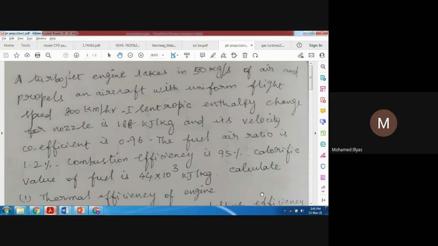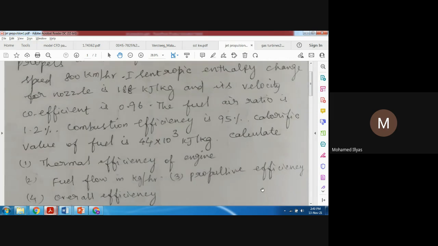A turbojet engine takes in 50 kg per second of air and propels an aircraft with a uniform flight speed of 800 km per hour. The isentropic enthalpy change for the nozzle, that is the enthalpy drop, is 188 kilojoules per kg, and its velocity coefficient is 0.96. The fuel air ratio is 1.2 percent. Combustion efficiency is 95 percent. Calorific value of the fuel is 44 into 10 power 3 kilojoules per kg. We need to calculate the thermal efficiency, propulsive efficiency, overall efficiency, as well as the mass flow rate of the fuel.